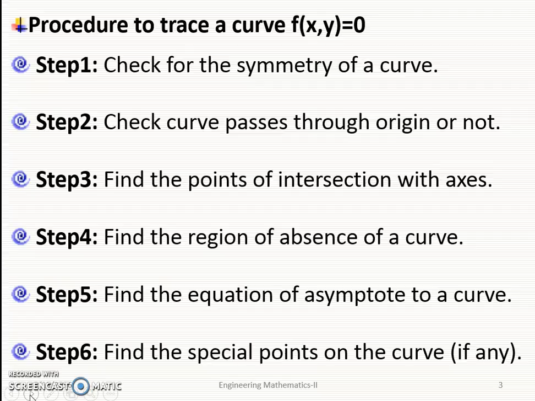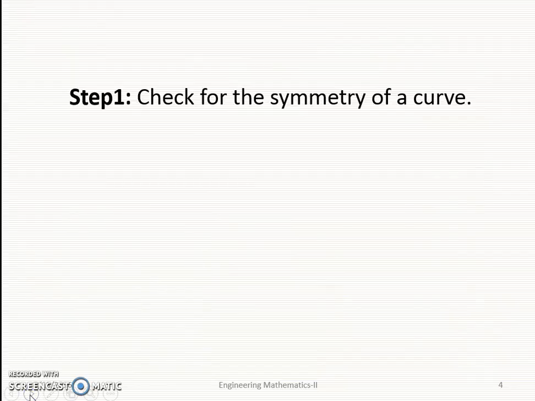Step number 1, check for the symmetry of a curve. Check whether the curve is symmetrical about the x-axis, y-axis or other straight line, or about the origin. Step number 2, check whether the curve passes through origin or not, and if it does, then find the equation of tangent at origin. Step number 3, find the points of intersection with axis. Step number 4, find the region of absence of a curve. Step number 5, find the equation of asymptote to a curve. Step number 6, find the special points on the curve. Let's move through these steps one by one, in detail.